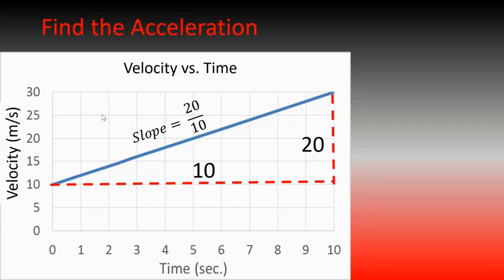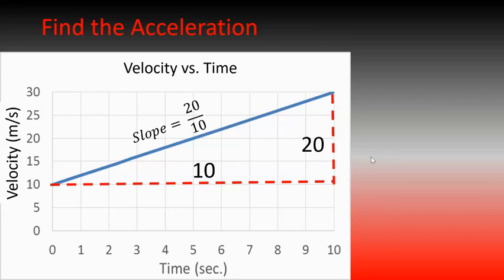First of all, if you want to find the acceleration from a velocity graph, what do you do? You find the slope, the rise of the line over the run of the line. In this case, the line goes up 20, starts at 10 and goes to 30. So it goes up 20 and over 10 because it takes 10 seconds. So you divide those and you get 20 divided by 10.